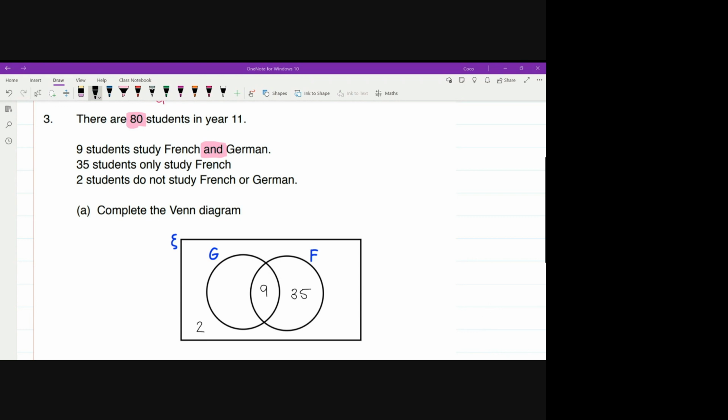So if we had to calculate for the students who take German only, we know that there are exactly 80 students. The only way we're going to be able to find this is if we name it X and we just do a very, very simple calculation. We can go X plus 2 plus 9 plus 35. All of this must equal the number of students in year 11, which is 80. All right, find me an answer for X, please, guys. X is equal to what?